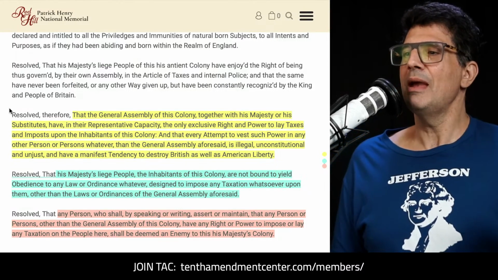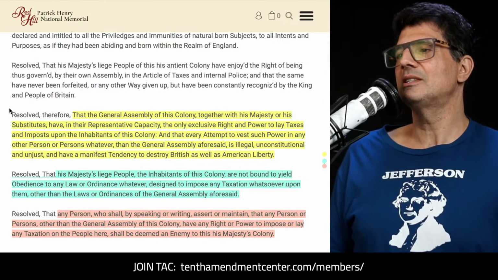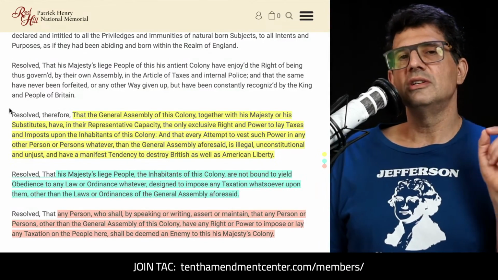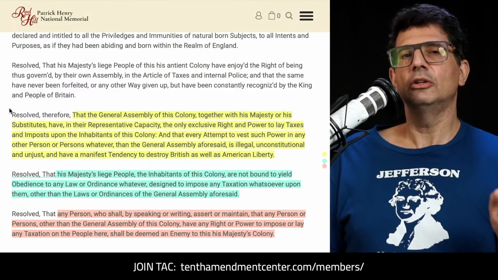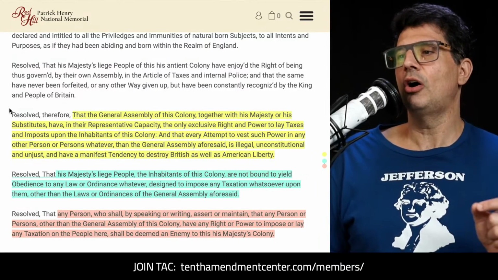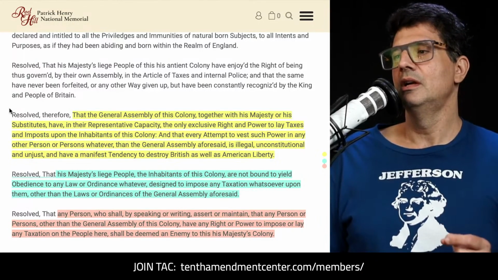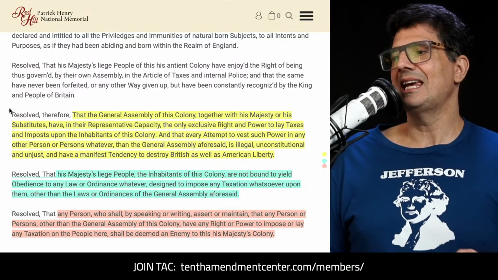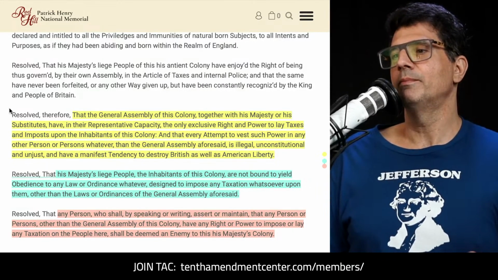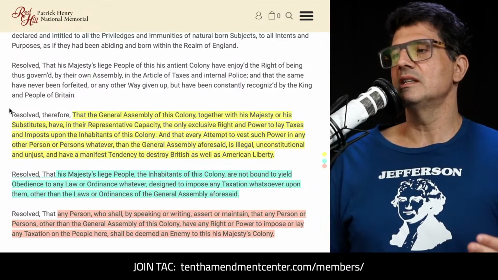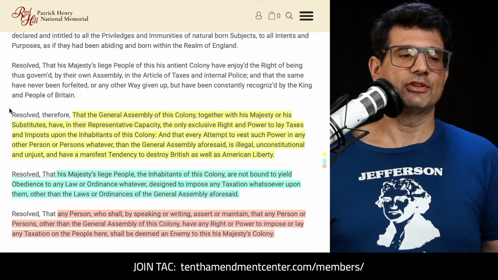He goes on, he says, His Majesty's liege people, the inhabitants of this colony, are not bound to yield obedience to any law or ordinance whatever designed to impose any taxation whatsoever upon them other than the laws or ordinances of the General Assembly aforesaid.